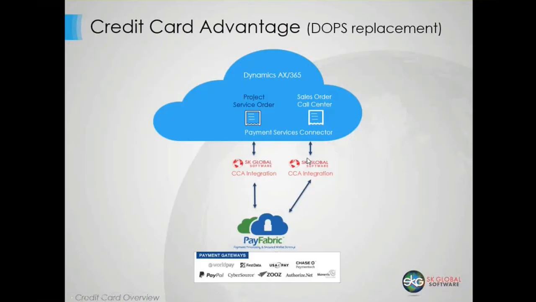So let's take a look at Credit Card Advantage. This is the other solution. This is the solution that's really the DOPS replacement. And of that overall stack I showed you, this is now going to encompass these two areas, again through the payment services connector.